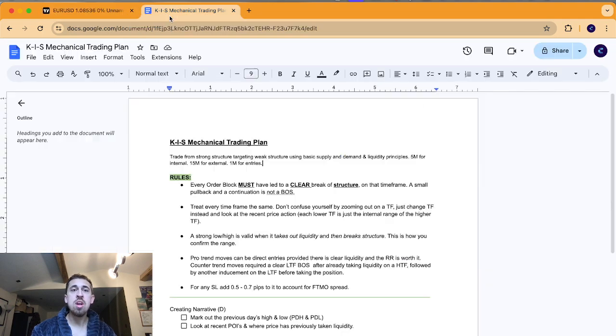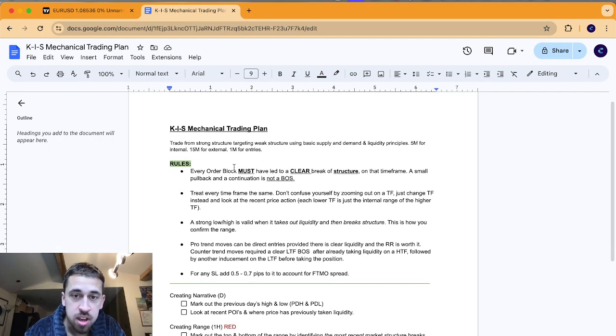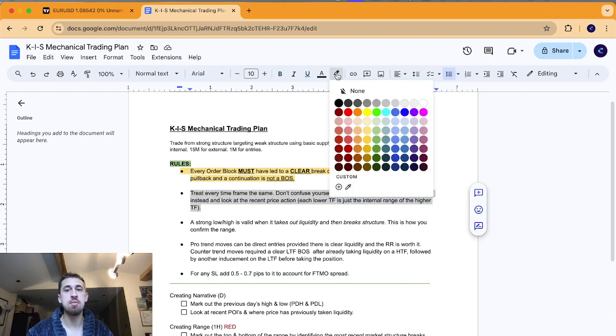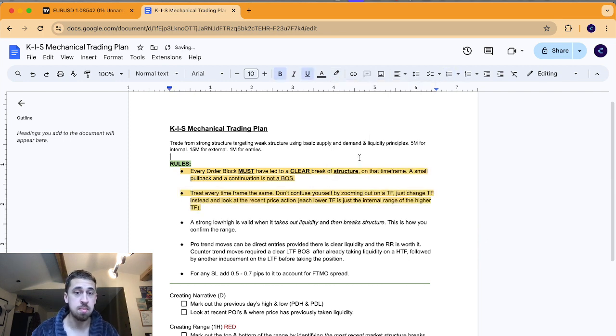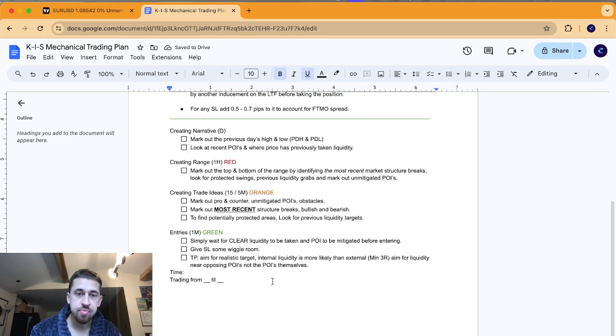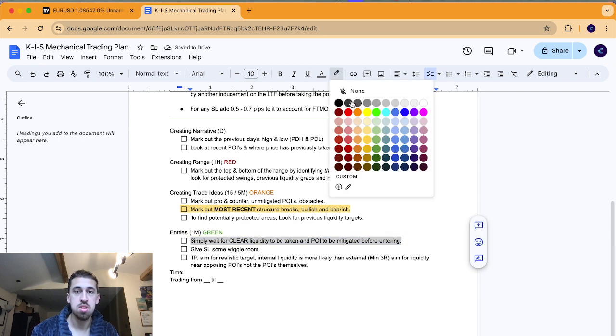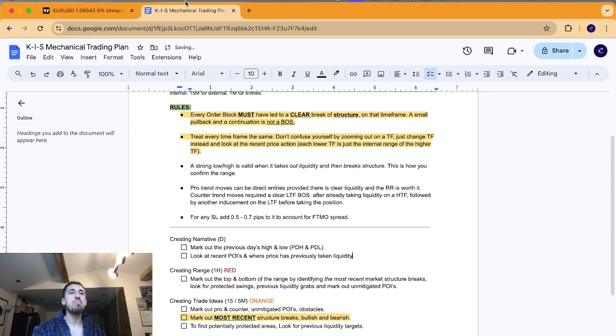But let me just show you the most key ones that I think. That one is a key one. I'm going to put that in yellow. Trade every time frame. Don't confuse yourself by zooming out. Just change time frame. That's a key one. Simply waiting for clear liquidity. Key one. And the clear one. Most recent market structure breaks. And that's it. But yeah, I've really got to go.